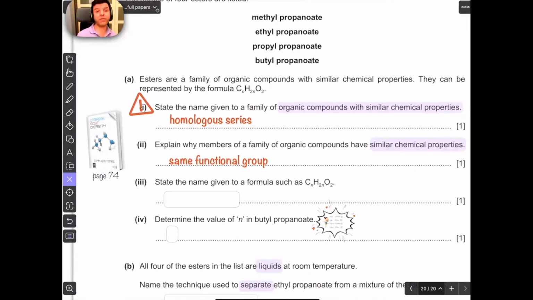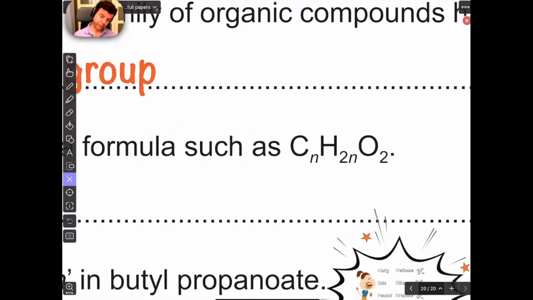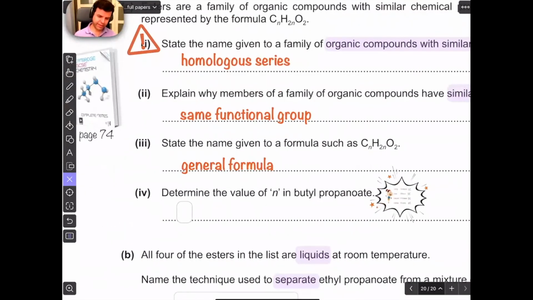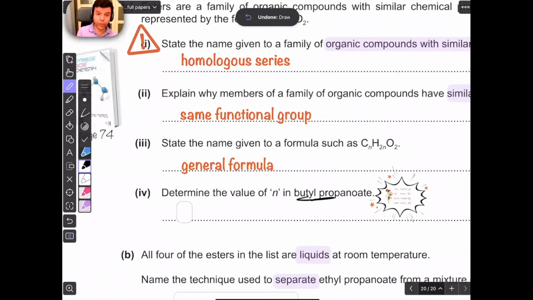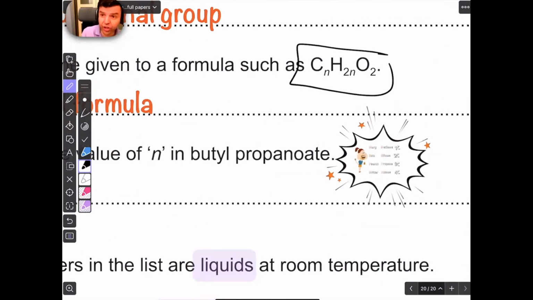State the name given to a formula like this. When you put N's and C's and hydrogen, what do we call this arrangement, Yusuf? General formula. That's called the general formula. And they said, determine the N value of butyl propanoate. That's the general formula of esters, by the way. The same general formula also applies for carboxylic acid, so it could be used for either.